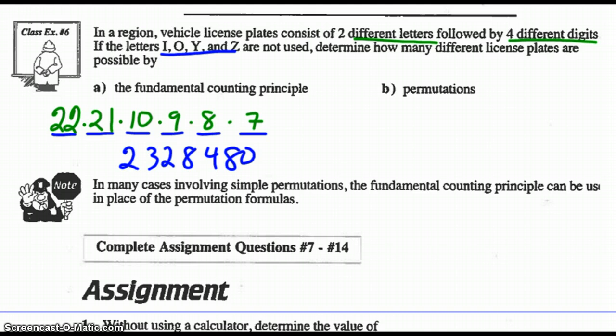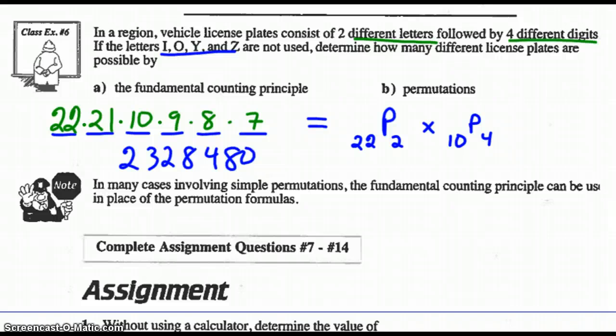If you use the idea of permutations, we're going to look at our N and R. So I can't use 4 letters. So I've got 22 letters in the alphabet to choose from. I'm going to choose any 2. And then I've got 10 digits I can choose from. I need any 4. If you do that on your calculator, you're going to get the exact same value. These things are equal.